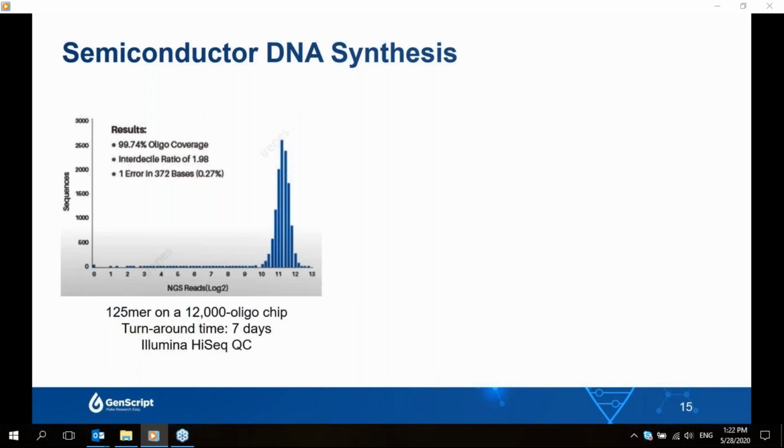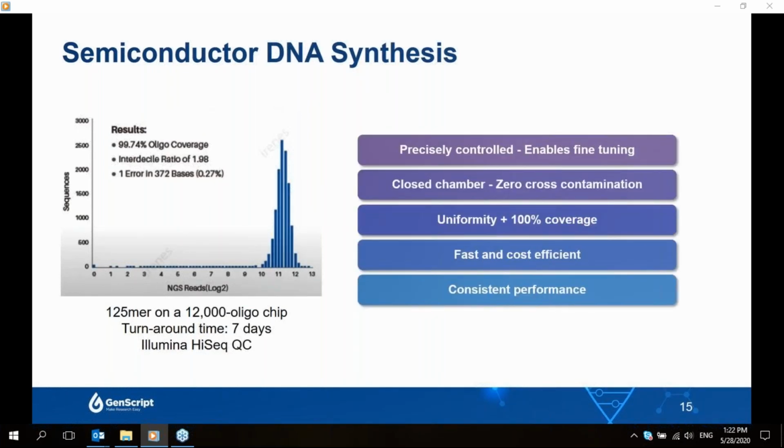And again, here is a summary of what we believe contributes to the efficiency of our synthesis and what we can do with it. Our chambers are precisely controlled and enclosed and provide an enclosed environment. And that really benefits our synthesis to have high uniformity and high accuracy. Because we can plant a large number of chambers on our chips, we offer a fast and very efficient synthesis. And that provides us with cost benefits as well.